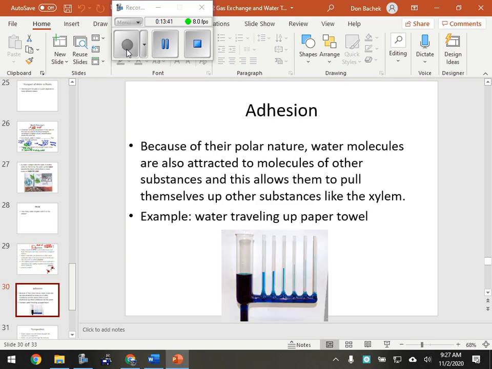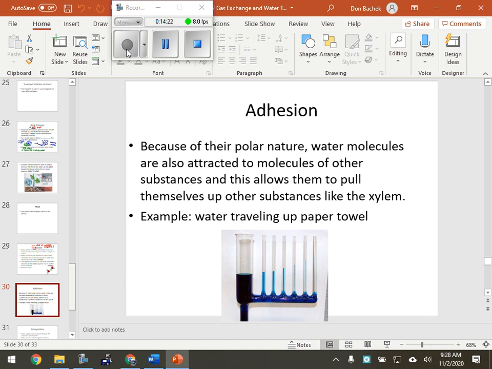And with that is also something called adhesion. Adhesion is because of their polar nature. Water molecules are also attracted to molecules of other substances, and this allows them to pull themselves up, also in the xylem, of course. For example, if you ever put paper towel in water, you can see how it kind of starts to go up and up and up, right? Kind of the same idea here. So cohesion and adhesion are the middle parts of this. So that will take care of the rest, getting it up to the leaves. And then there's something in the leaves that kind of helps this as well. But water traveling up a paper towel is an example of that.